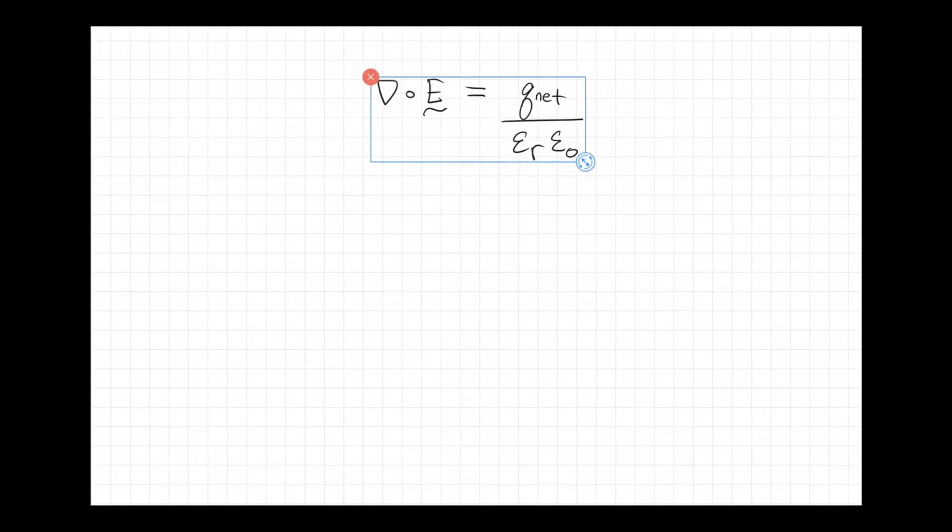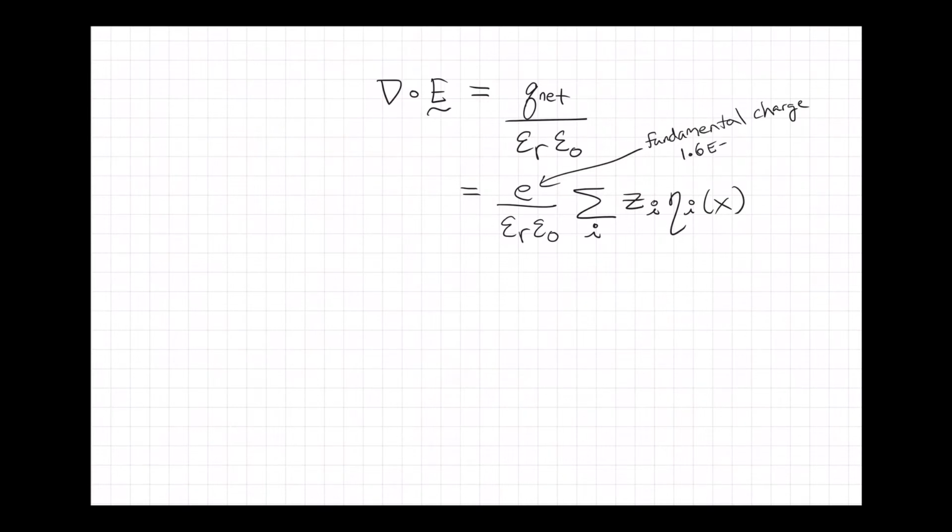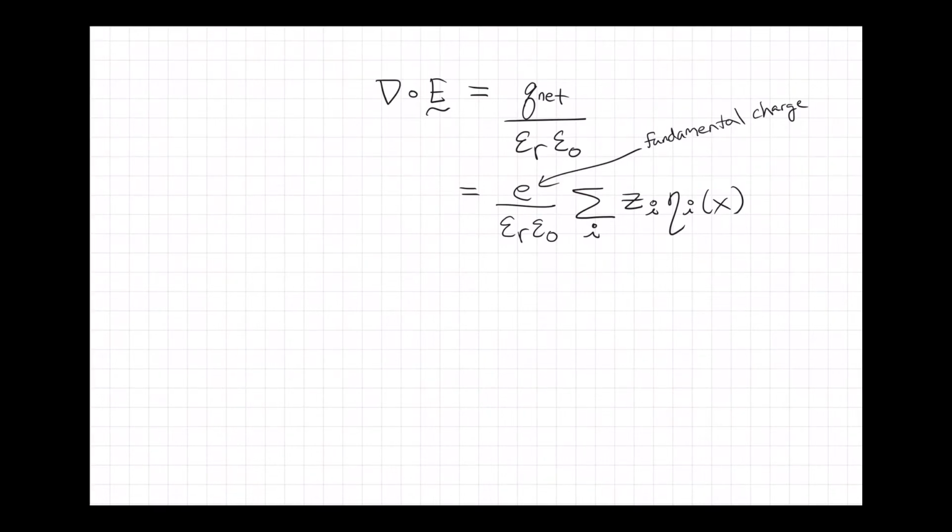So if I put that together, let's take Gauss's law and write it out, using what we know about the net charge. That would be the sum of the number density of all of the ion species that I have running around times the elemental charge per ion, and then I'll pull out the fundamental charge e, which is equal to 1.6 e to the minus 19 coulombs.